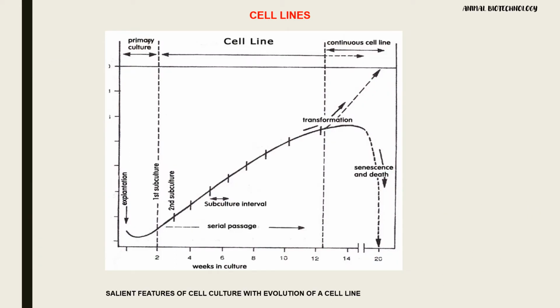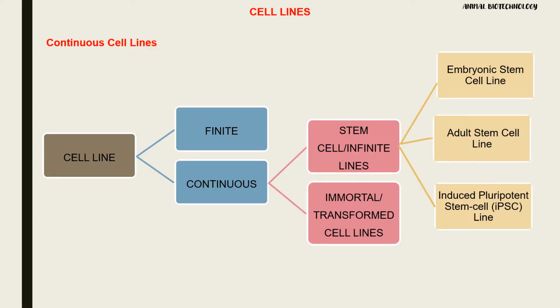The graph here represents the growth kinetics of a continuous cell line generated from a primary cell line. Continuous cell lines are the fast-growing monolayer or suspension cultures. They are immortal or tumorigenic. A continuous cell line could be a stem cell line or an immortal transformed cell line.